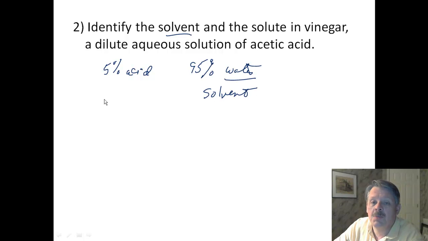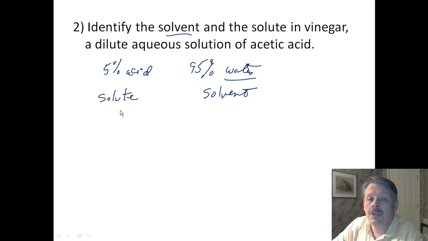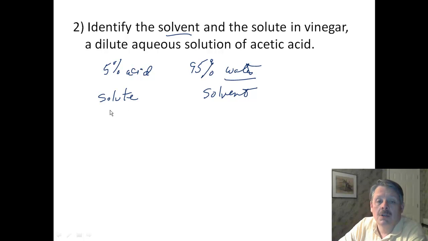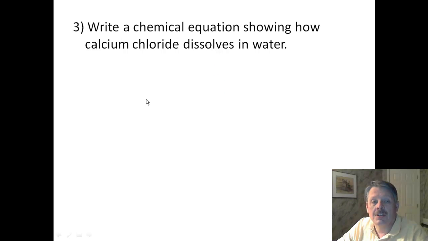The thing that is being dissolved is the solute. Remember, when you are looking at something, how do you determine the solute? It either changes state, for example, salt will change state, or it's the one that you have less of if they are in the same state. So the solvent is the water, and the acid is the solute.